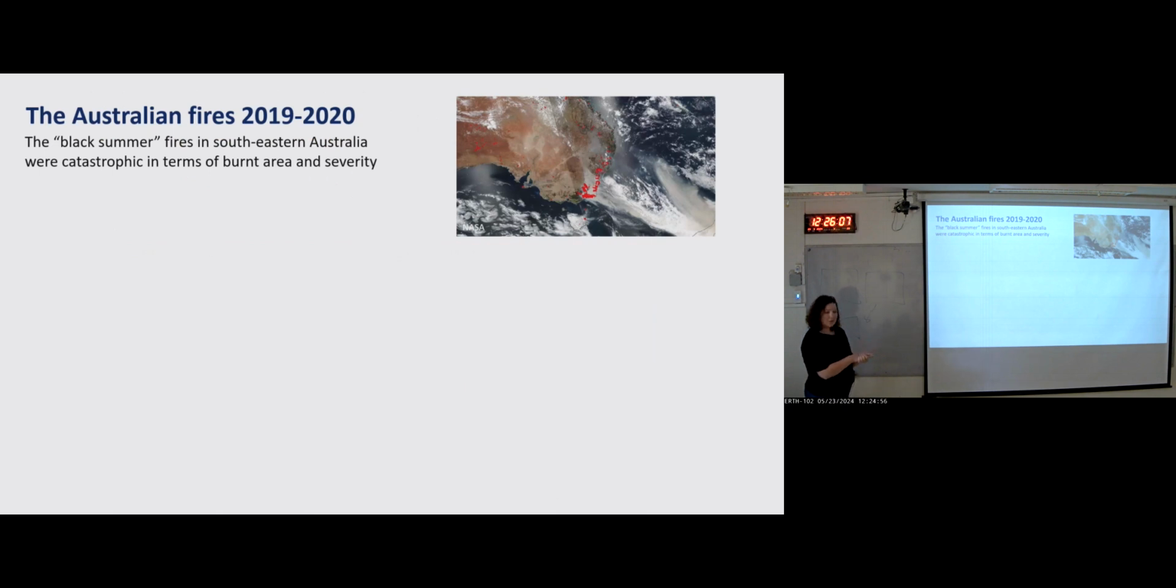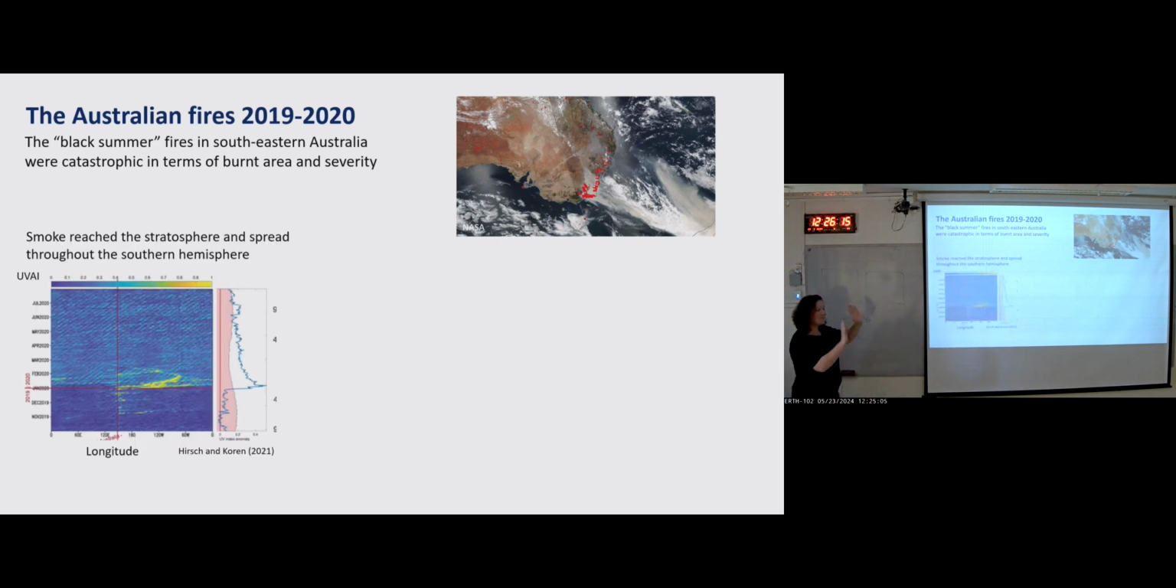Black Summer in January 2020, Southeast Australia had really catastrophic fires. Everyone knows about them. I didn't prepare a slide with all the numbers. I'm just going to assume that everyone knows what I'm talking about. What I do want to show you is a paper by Koren and Hirsch.